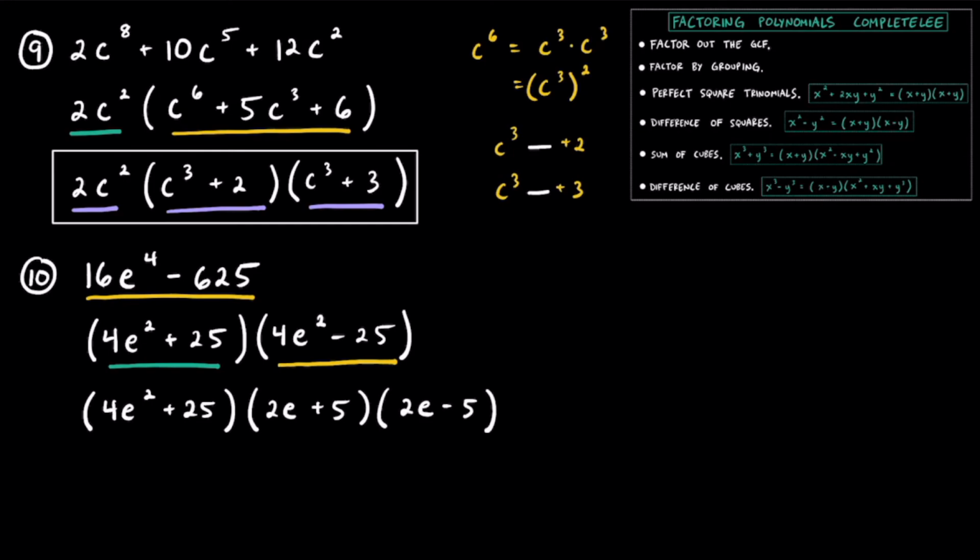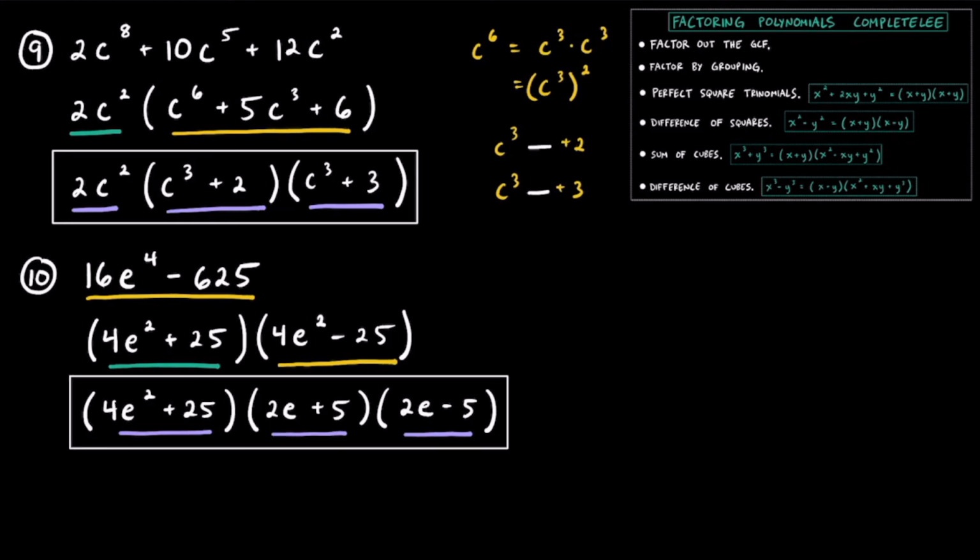So this was kind of like a difference of squares hidden inside of a difference of squares, so that's kind of neat. And at this point, this is not factorable. You can try, but I promise it's not. This is linear, which can't be factored, and this is also linear, which can't be factored. This right here is fully factored.